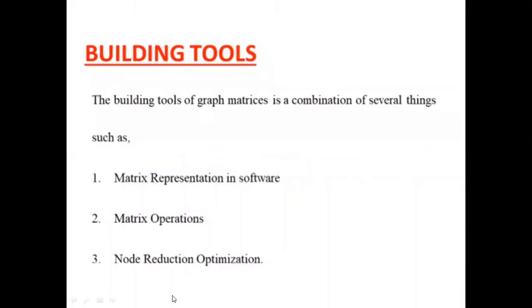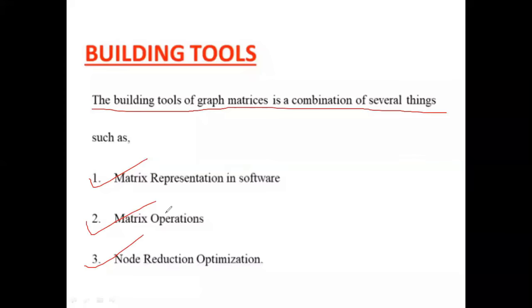So now we see the building tools. The building tools of graph matrices are a combination of several things, such as some matrix representation in software, some matrix operations, and some node reduction optimization. So these are the building tools. The building tools of graph matrices are a combination of many things. So they are some matrix representation in software, some matrix operations, and node reduction optimization.